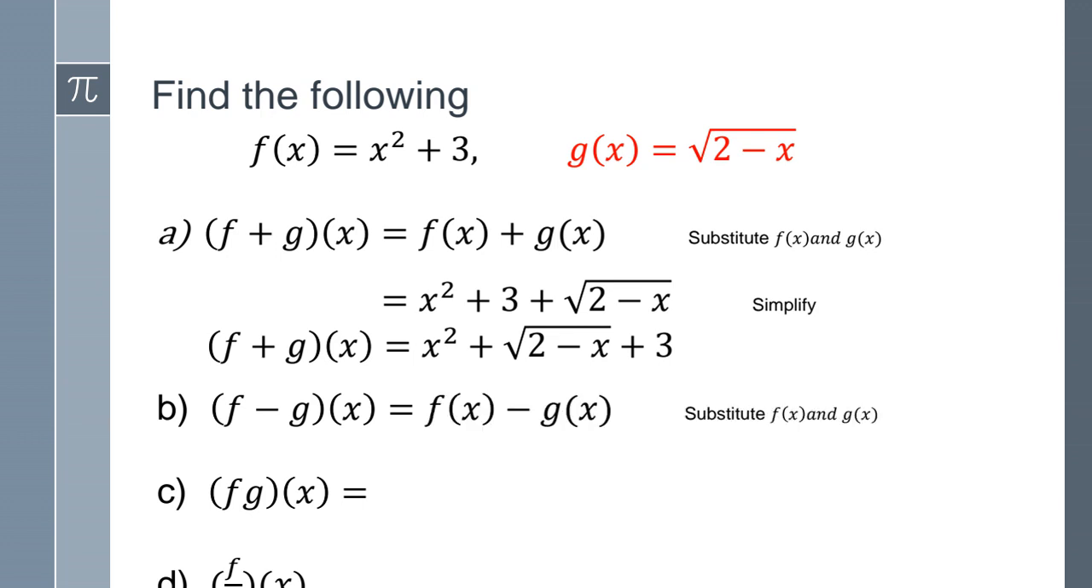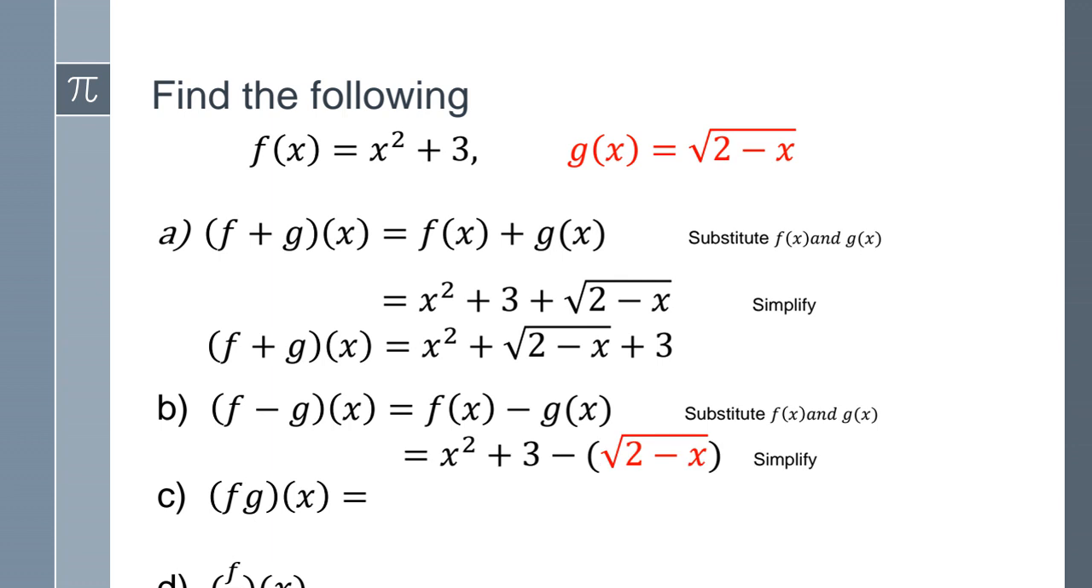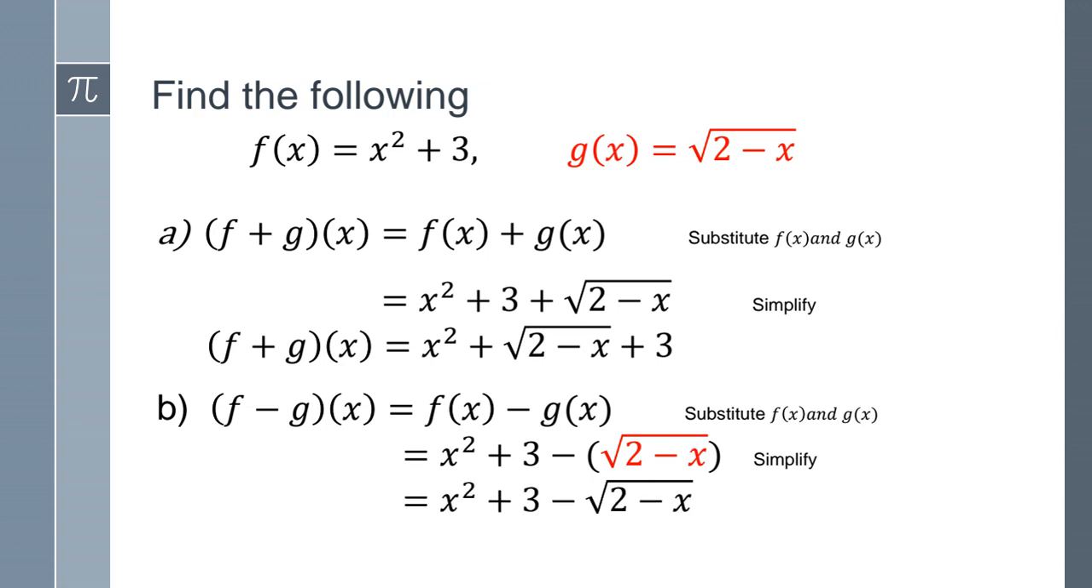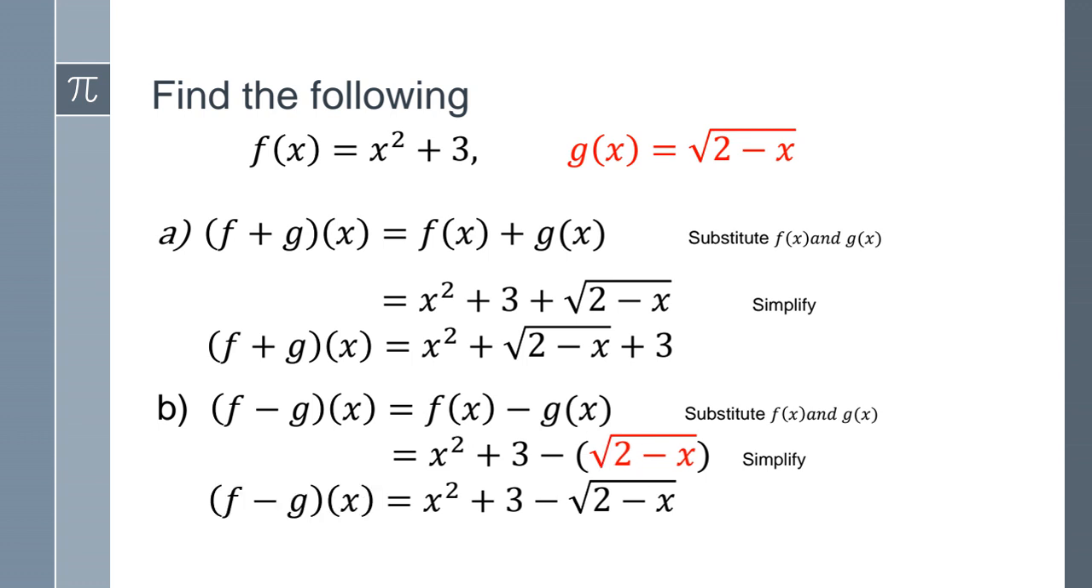F of x minus g of x. Again, I'm going to substitute those values on this one. Because of that subtraction symbol, I have to make sure that I distribute to my other function. So I'll distribute the negative to the square root of 2 minus x, which is just minus the square root of 2 minus x. And that is perfectly the answer that I can input on the computer. But if you like, you can rearrange it or leave it like that.